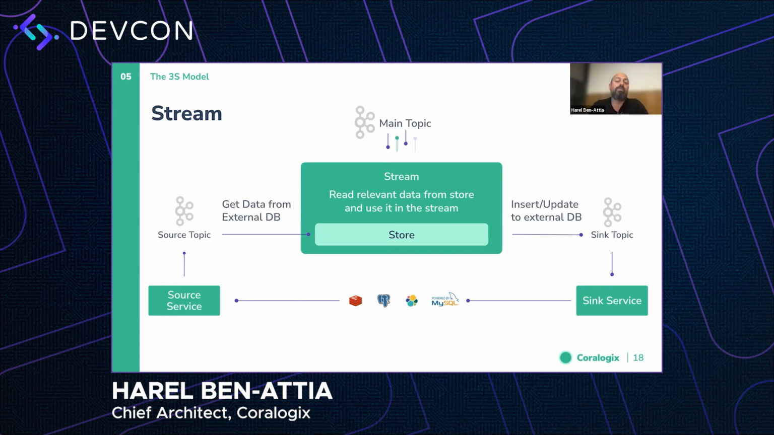When the stream needs to update something in the database, it doesn't write to it directly, but sends a message to the relevant sync topic. The sync service for that topic reads the message and performs the actual updates to the database. The update of the database will eventually lead to a message in the relevant source topic, and the state will be updated in the store, exposing the changed data to the stream.